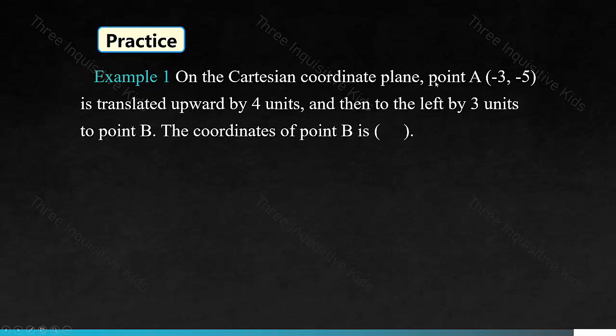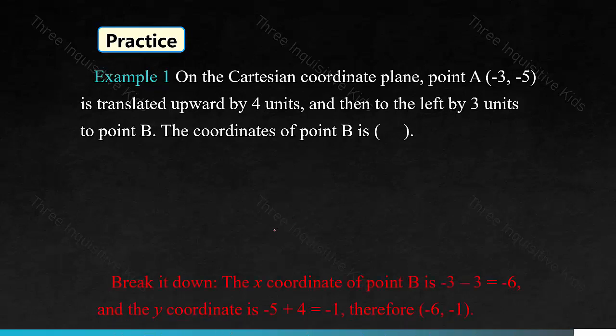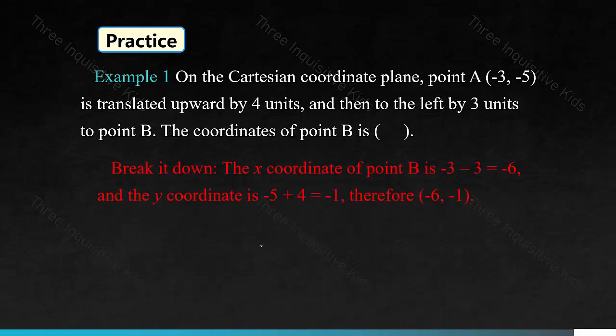On the Cartesian coordinate plane, point A (-3, -5) is translated upward by 4 units and then to the left by 3 units to point B. The coordinates of point B are blank. So we have -3 and -5. It's translated upwards by 4 and then to the left by 3, which means we have to subtract 3 from the x coordinate and add 4 to the y coordinate. The x coordinate was originally -3 and the y coordinate was originally -5. So -3 minus 3 equals -6, and -5 plus 4 equals -1. Therefore, its coordinates are (-6, -1).